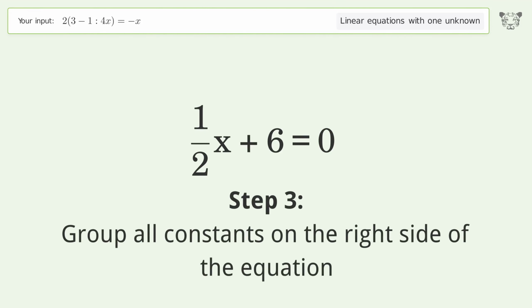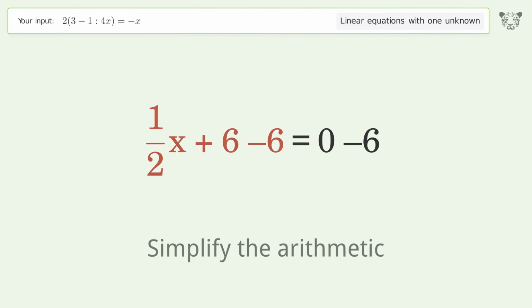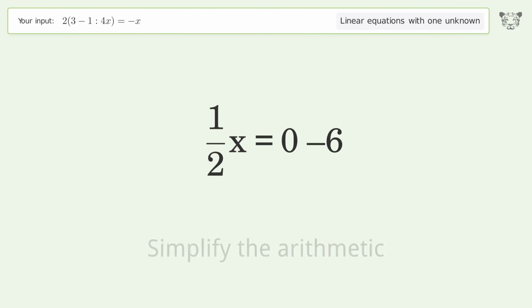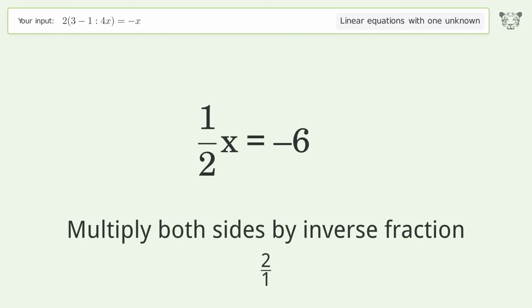Group all constants on the right side of the equation. Subtract 6 from both sides. Simplify the arithmetic. Isolate the x. Multiply both sides by inverse fraction 2/1.